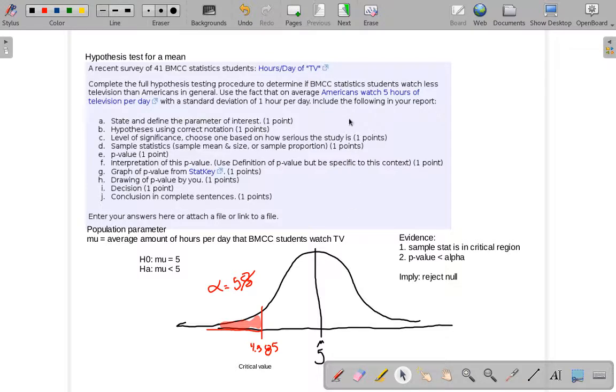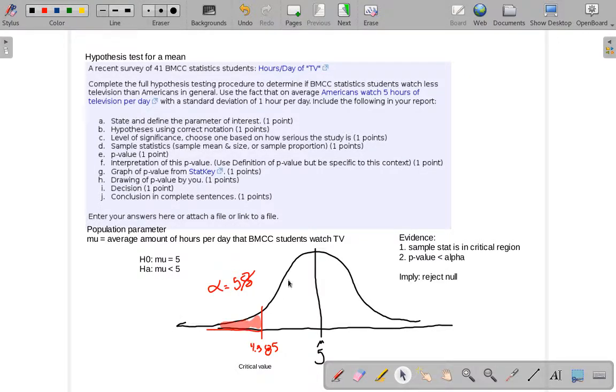The null hypothesis comes from the study I read about: Americans watch 5 hours of television per day. And the alternative hypothesis is this claim in the first sentence, that BMCC students or stat students watch less than that. So null hypothesis mu is 5, alternative is mu is less than 5.